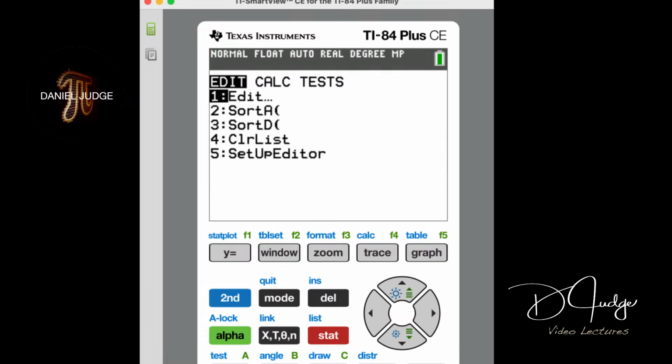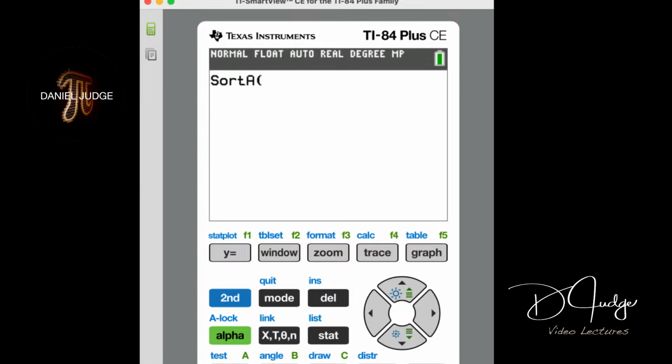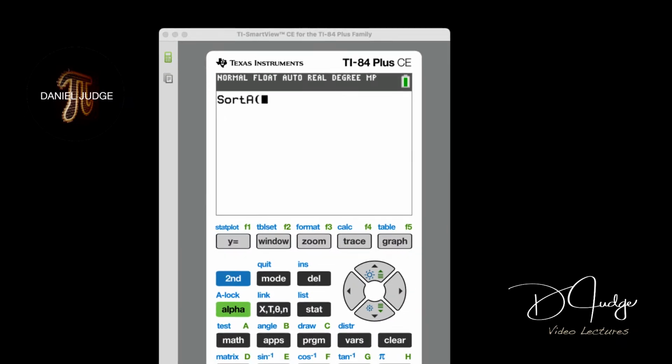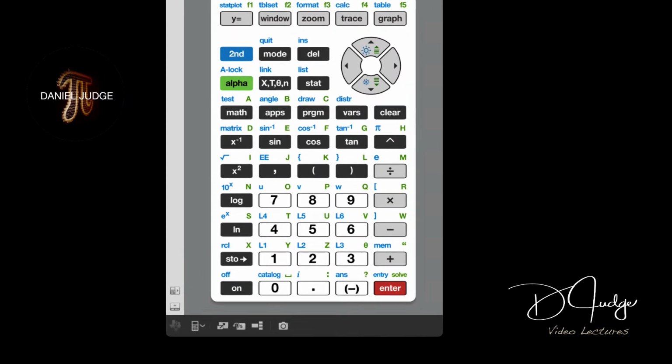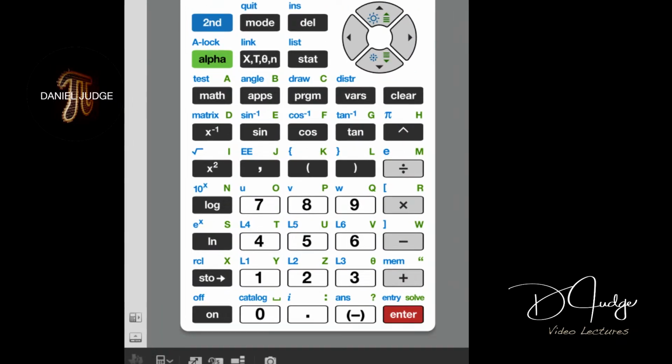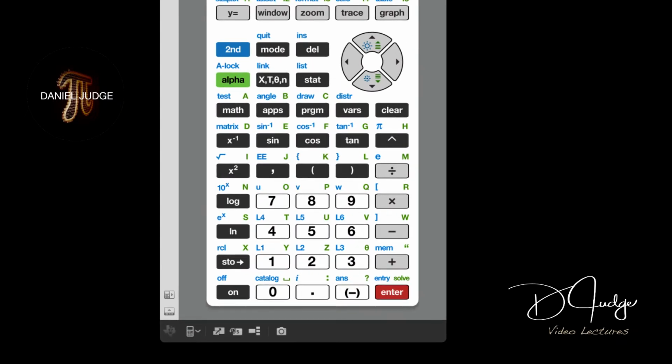We're going to go to stat, and this is not edit, it's sort. Sort A, number 2. Now we have to put list 1. We want to put L1, so I want to focus on the blue L1. L1, first of all, it's shifted. It's in blue, in that lower corner where 1 is. Remember that. So I'm going to hit second, followed by that 1 key, and I'm going to close the parentheses. I'm going to hit enter.